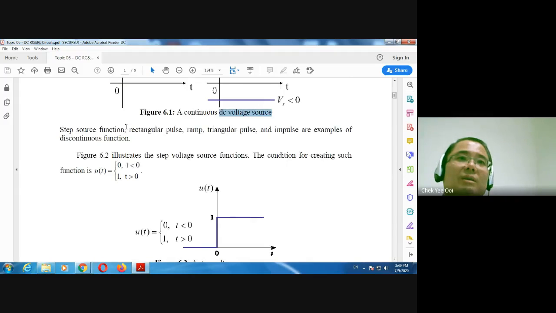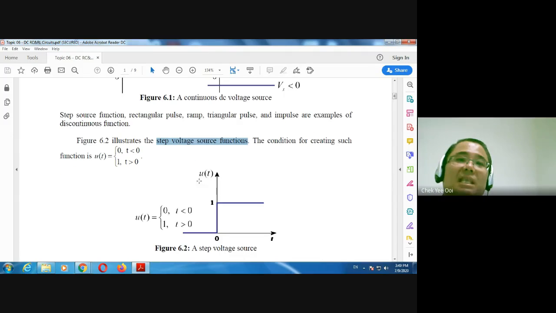First we will study how the step source function, rectangular pulse, ramp, triangular pulse, and impulse are examples of source functions. First, the step function. Voltage can be a step function.